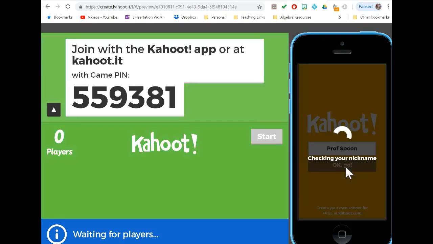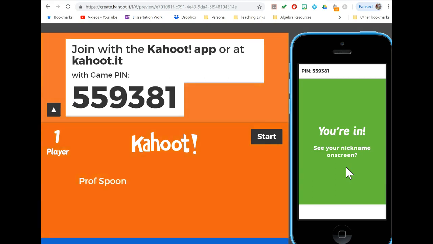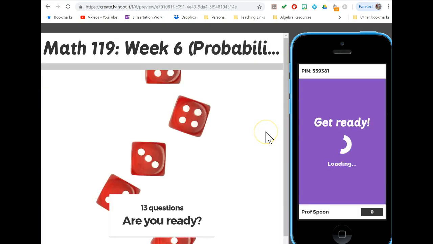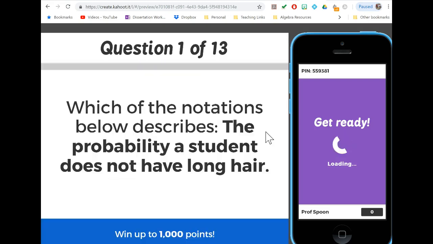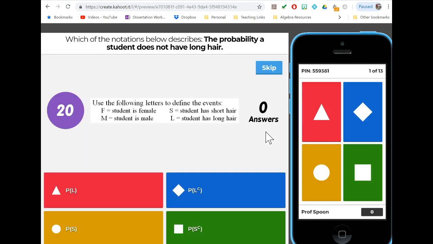All right, so I'm going to quickly go through the Kahoot that you guys did on week 6. Feel free to just go ahead and scroll to any question that you were confused by and play along with me if you'd like. All right, so we want probability notation that a student does not have long hair.